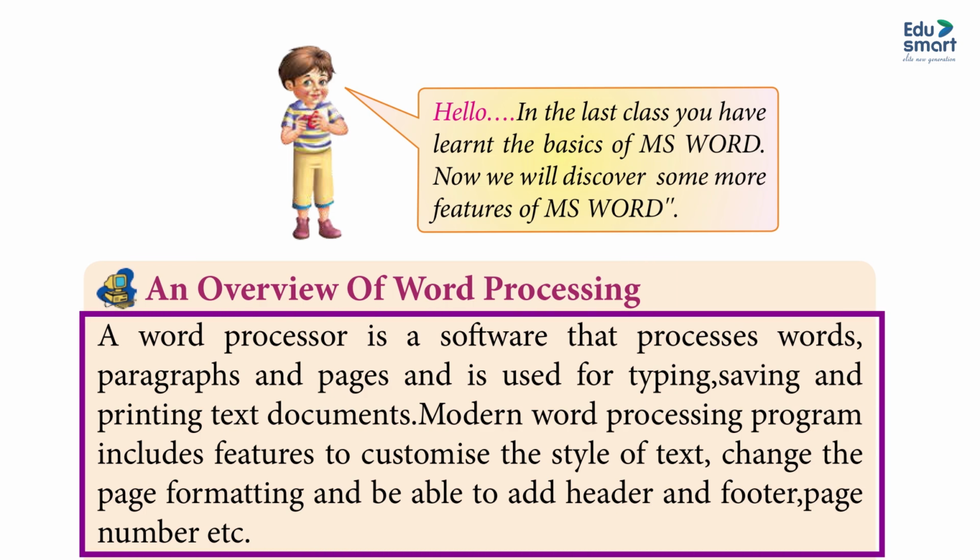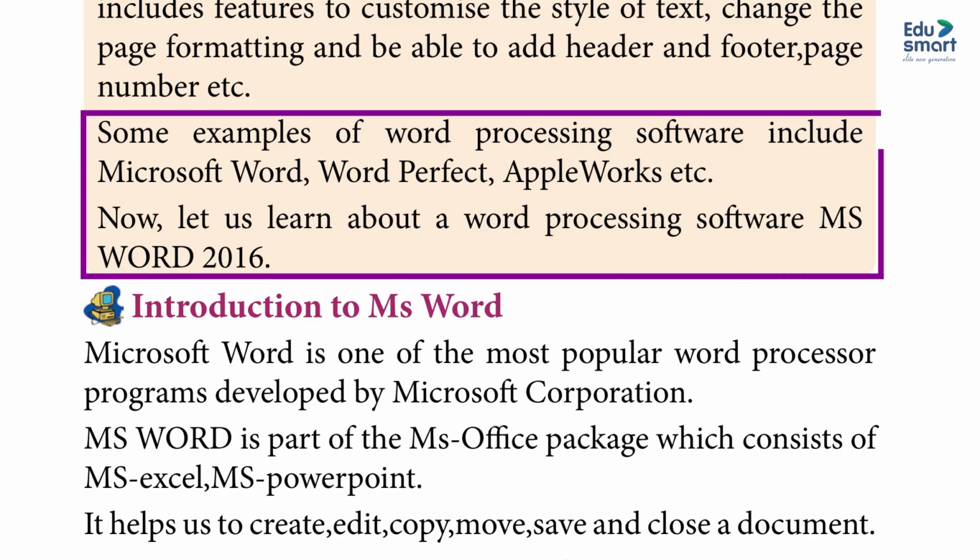A word processor is software that processes words, paragraphs, and pages and is used for typing, saving, and printing text documents. Modern word processing programs include features to customize the style of text, change the page formatting, and add a header and footer, page number, etc. Some examples of word processing software include Microsoft Word, WordPerfect, AppleWorks, etc. Now, let us learn about a word processing software, MS Word 2016.